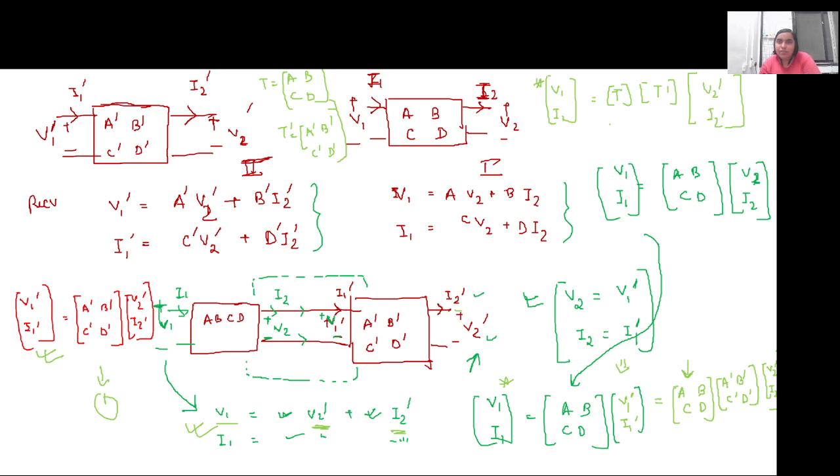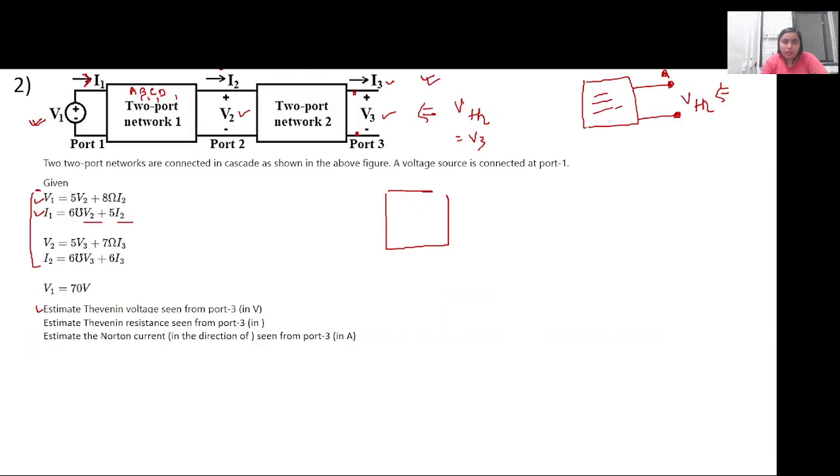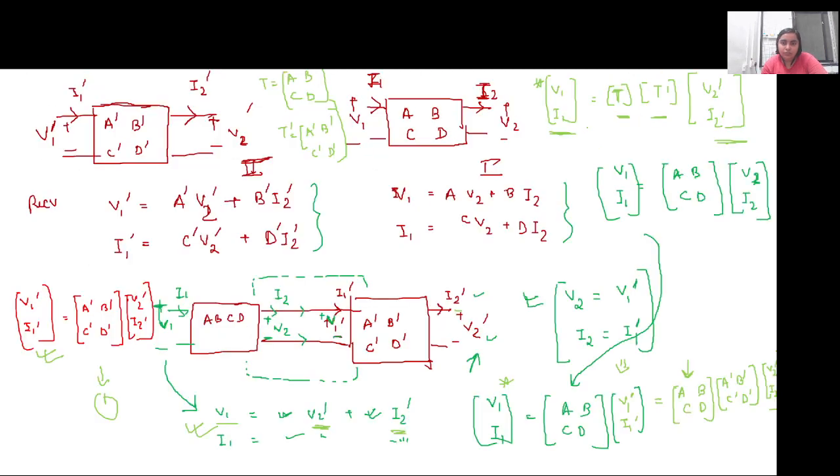Are you getting this? So basically, in the case of a cascaded network, the input and the output are related by the multiplication of the ABCD parameters of the two separate networks, which is T and T dash. Is this clear? Yes, ma'am, it is clear. So we need to calculate the ABCD parameters of the two networks separately. Yes, if you know the ABCD parameters of the two different networks, then in the case of a cascade, the input and the output voltage will be related like this.